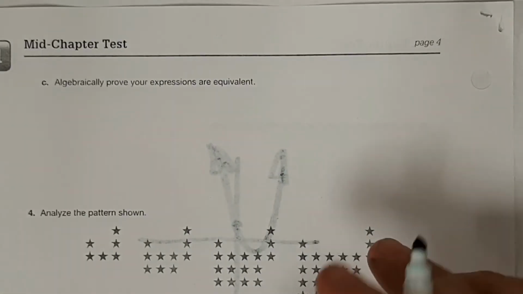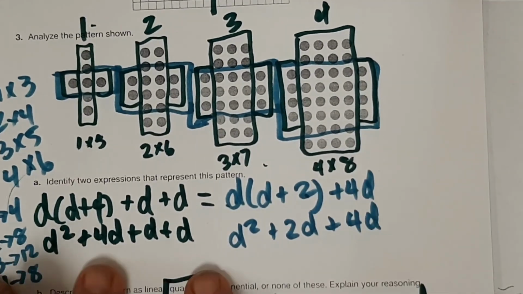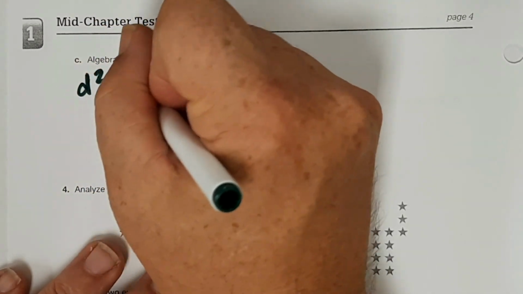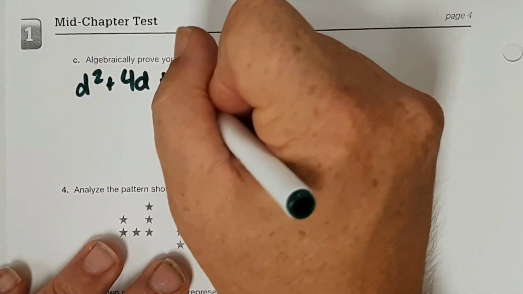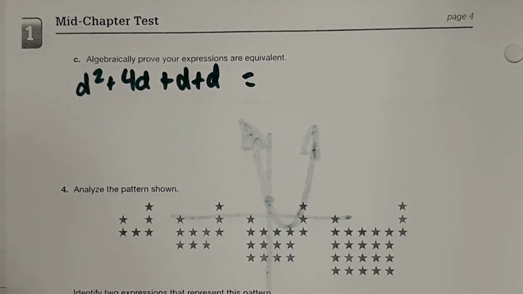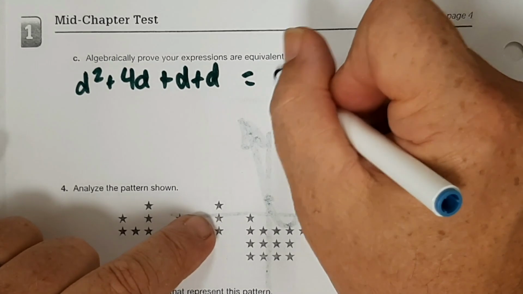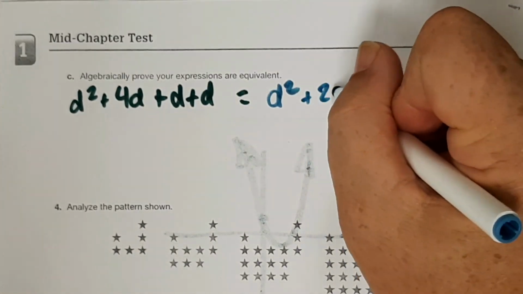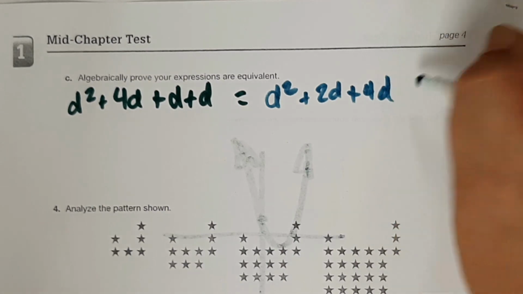So as we go to the back, it says algebraically prove. So I'm going to take both these equations here. I've got this d squared 4d. So I've got d squared plus 4d plus d plus d. And then on my other one I had d squared. And let's look back at the blue here. This says plus 2d and 4d. So let's plug that in. So plus 2d and 4d.